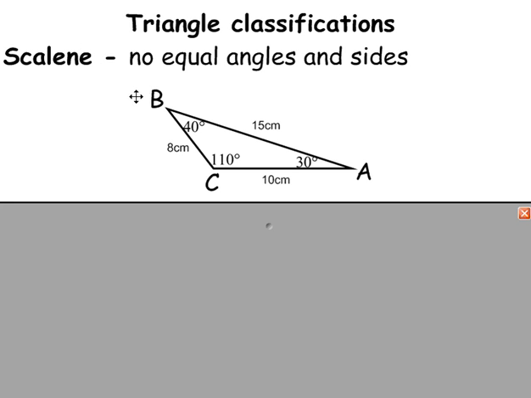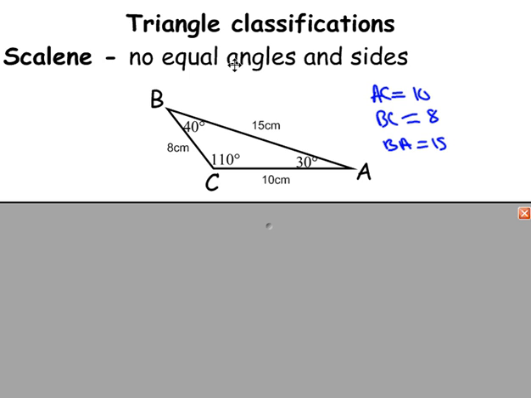A scalene triangle has no equal angles and sides. So you'll notice here that none of the angles are the same. Angle A is 30, angle C is 110, angle B is 40. So none of the angles are the same. In addition, none of the sides are the same. Side AC measures 10 centimeters. Side BC measures 8 centimeters. And side AB, or BA, measures 15 centimeters.